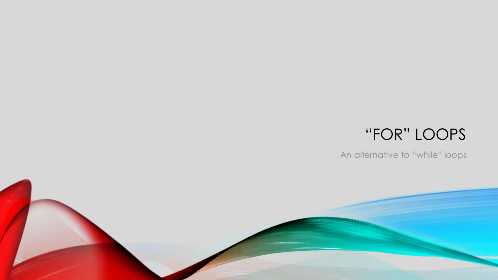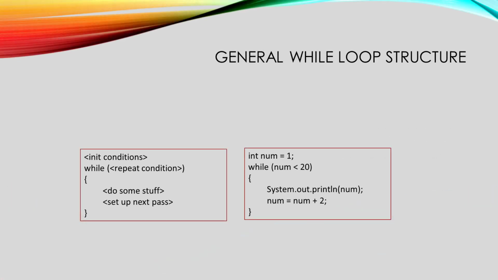In addition to while loops, Java gives us a second way to write loops, for loops. While loops and for loops are equivalent, but sometimes for loops are easier to read than while loops. When we write a while loop, we set up the initial conditions of the loop, we specify the condition under which the while should keep going, and then inside the loop we do whatever we need to do, and then set up the next pass through the loop.